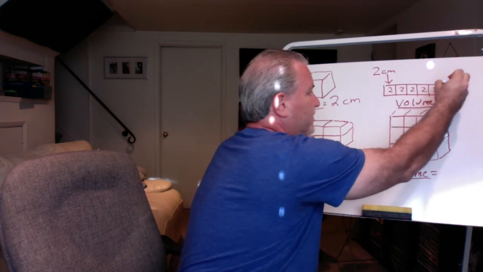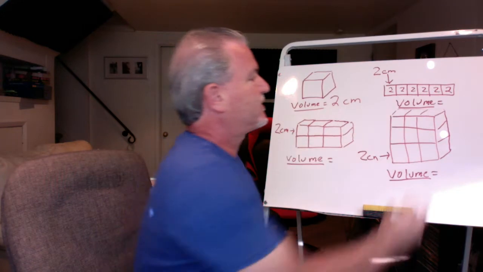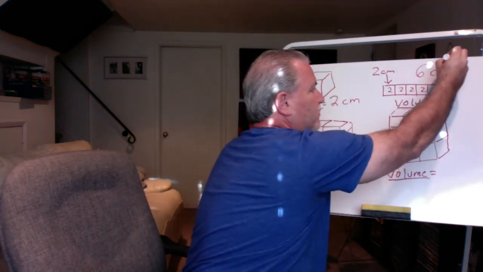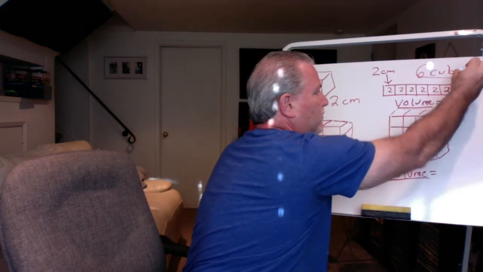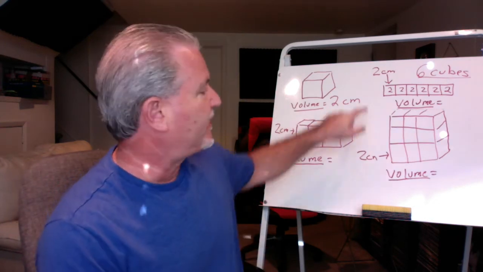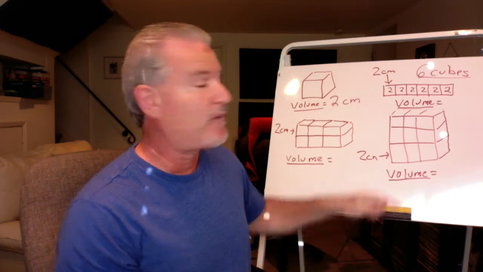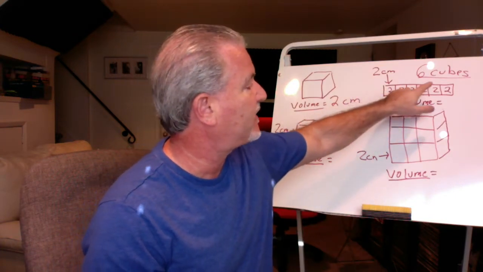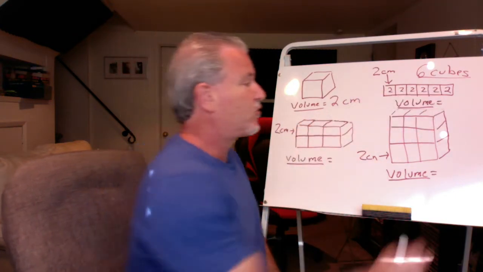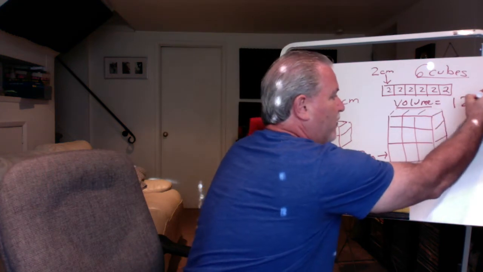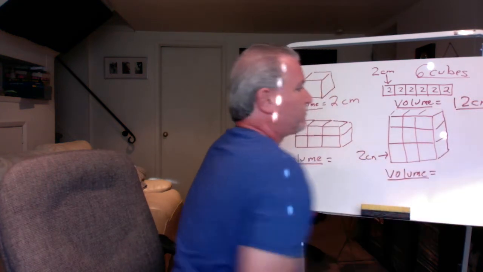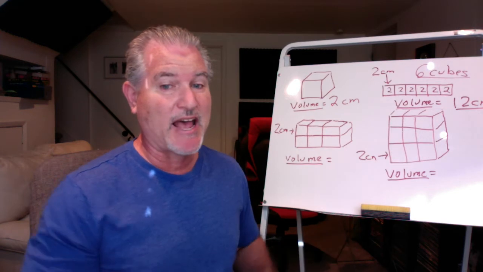So for instance, if 1 cube equals 2 centimeters, and I have a shape with 1, 2, 3, 4, 5, 6 cubes, so this is 6 cubes, and each one is worth 2 centimeters, all I got to do is add them up. 2, 4, 6, 8, 10, 12. So our volume is going to be 12 centimeters.